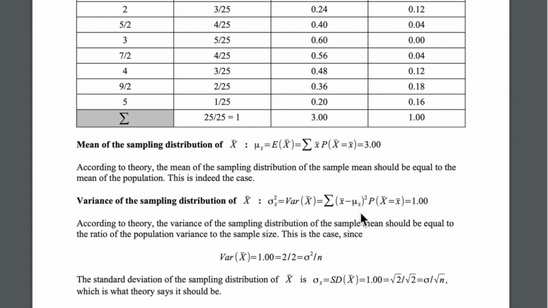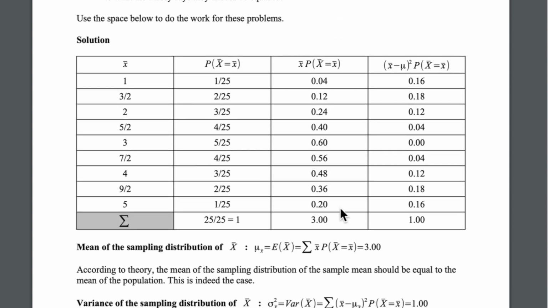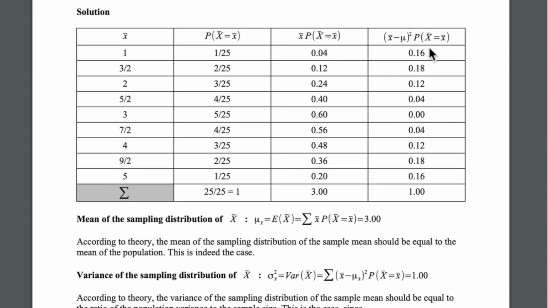All right, so what we have to do here is use this formula to calculate the variance of the sampling distribution of the sample mean. And so again, what we're going to do is come up here, and I've got a column where I'm calculating each of the terms in this sum. Okay, so I'm going to take X bar minus the mean of its sampling distribution, which is 3, square that difference, and multiply it by the corresponding probability that X bar takes on a value of 1, and so we get 0.16.